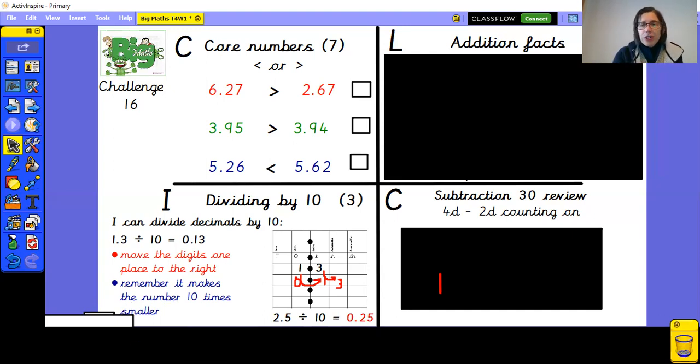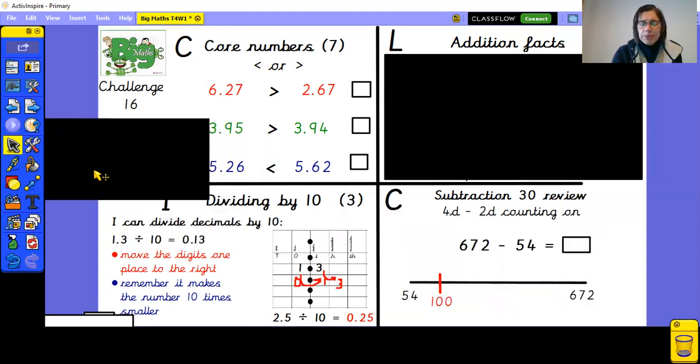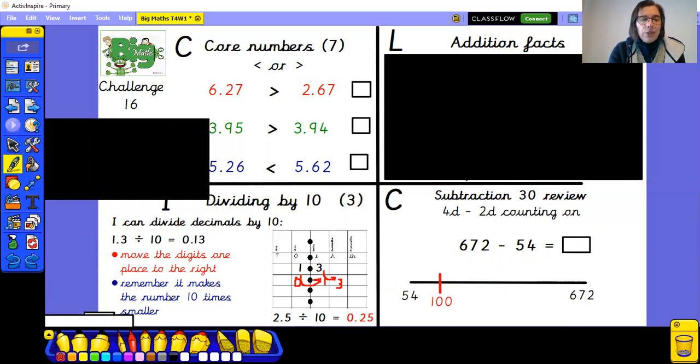Now, we're moving to subtraction when we have to count on. And I know you don't like this one because in school you didn't like it. So we all know that you can use the column method to do 672 take away 54. You can do that, but try to think how we can do it by counting on. So we've got 54 as our starting number here, and we've got 672 as our final number.